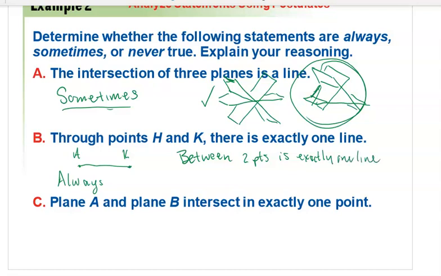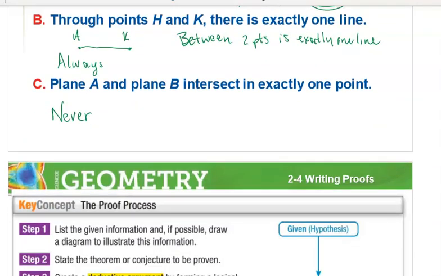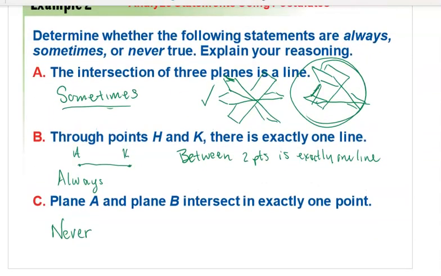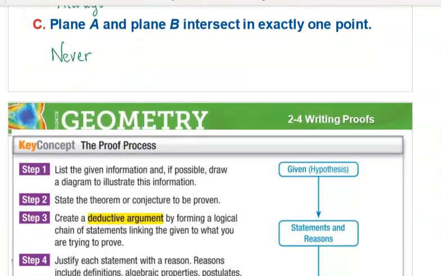Okay, plane A and B intersect in exactly 1 point. This one is never true. It doesn't happen. They never intersect in 1 point. It's always a line. So that's the always, sometimes, never game. Remember, sometimes it's true, but there might be a case where it's not, and it just takes one not true, one false to make it sometimes. Always means it always is 100% of the time. Never means not a thing.